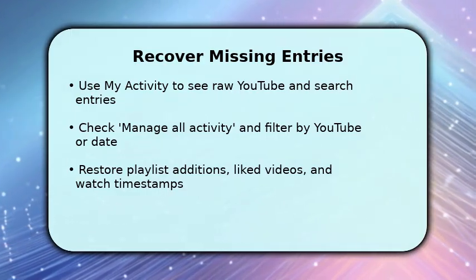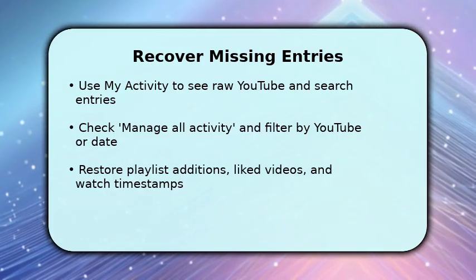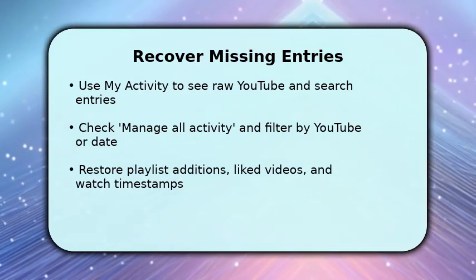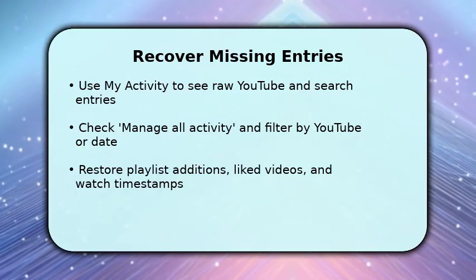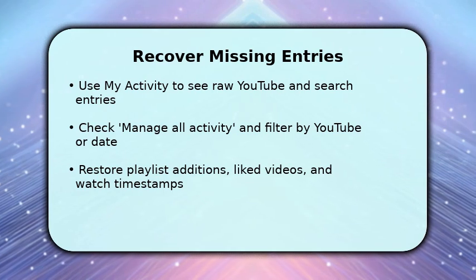If individual videos are missing from the YouTube history page, recreate them by saving to a temporary playlist or rewatching briefly to re-add timestamps. Also inspect liked videos and playlists. They can reveal items you watched even if history entries are sparse.